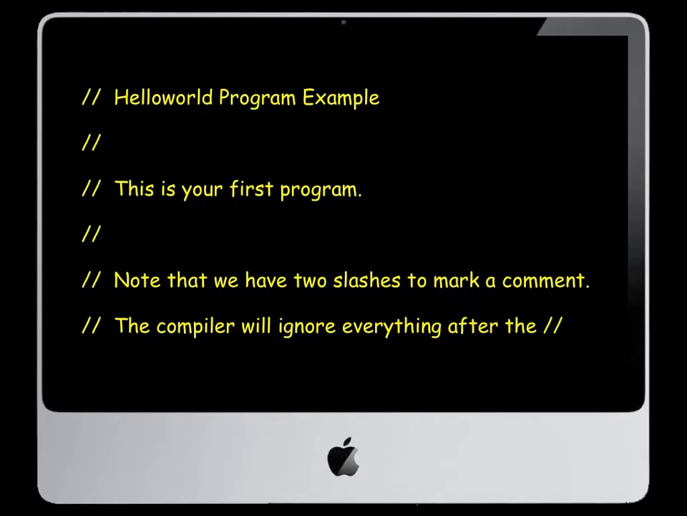To begin, there are certain parts of a program where we write notes to ourselves or other programmers, but we want the compiler and the computer to ignore. For example, I've left some notes in this program called Hello World Program Example. This is your first program. Note that we have 2 slashes to mark a comment. The compiler will ignore everything after the 2 slashes.